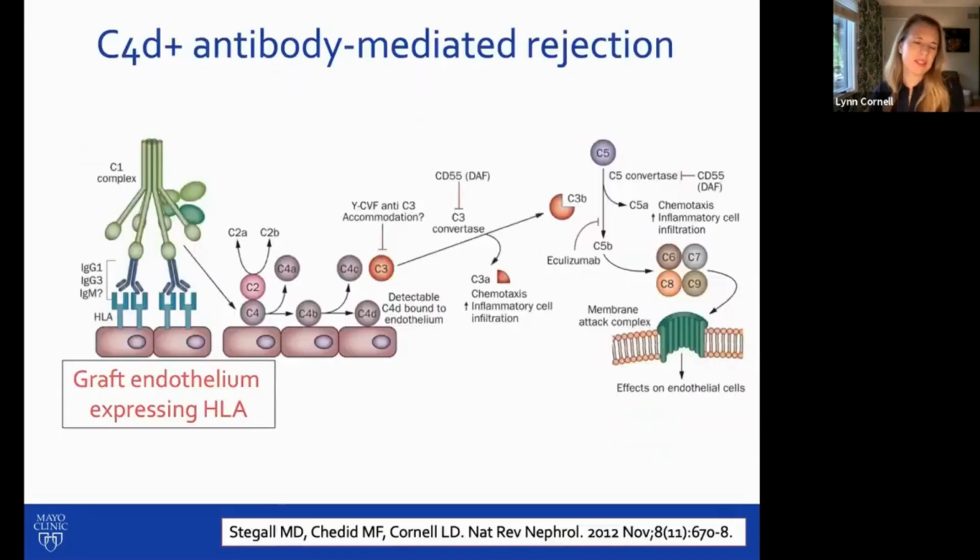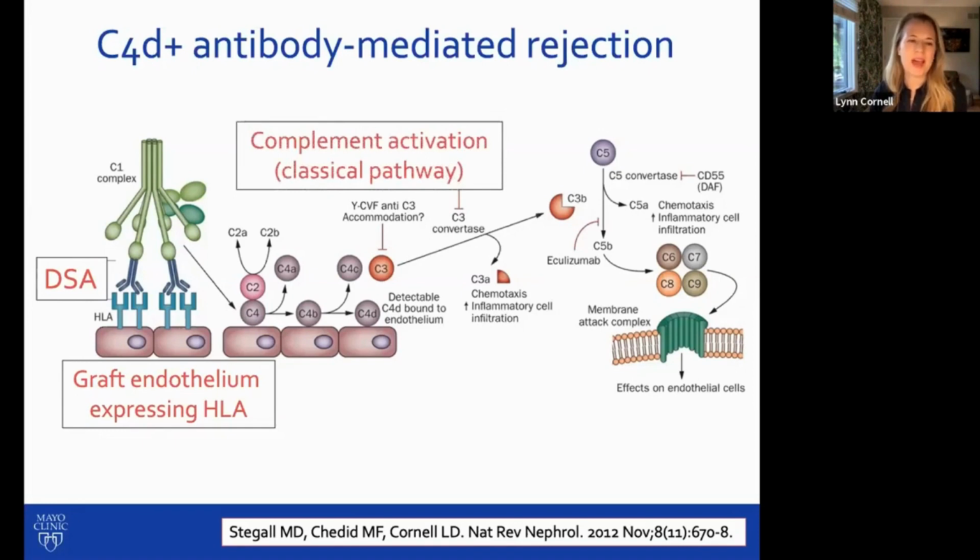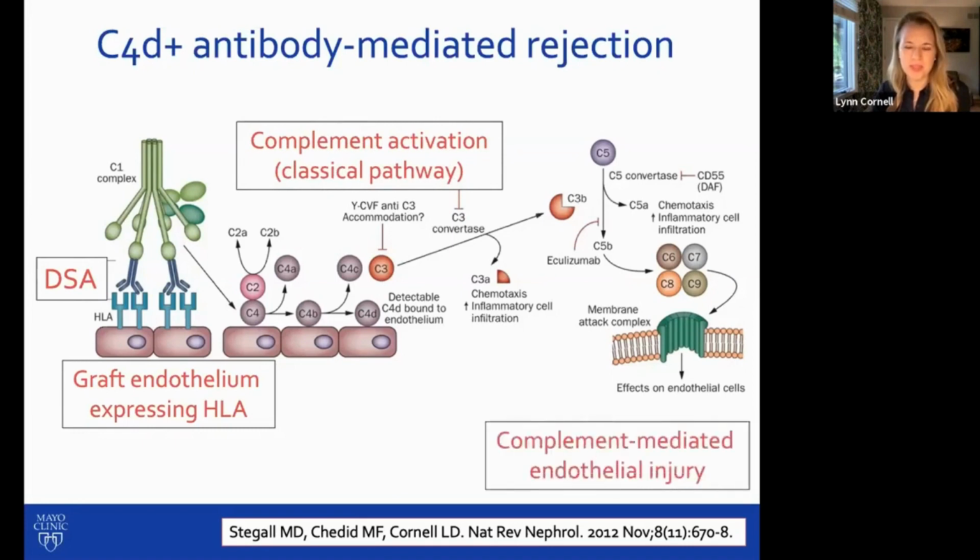So what we think is going on in C4d positive antibody-mediated rejection, at least in the acute setting, is that we have the graft endothelium that's expressing the HLA. There's circulating donor-specific antibody that recognizes that HLA. That antibody then activates complement by the classical pathway. And eventually we end up with complement-mediated endothelial injury.